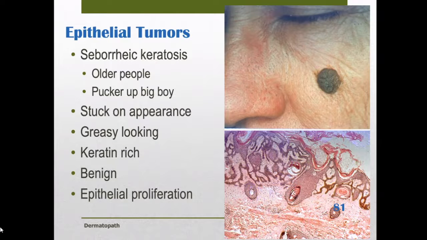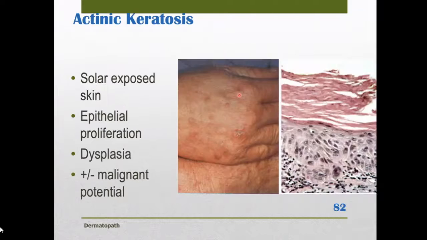So this is in older people. And on histology, we see that it is rich in keratin. It is benign. There is an epithelial proliferation, as you see here, and we have keratin inside, but there are no atypical cells. So this is just a benign condition.